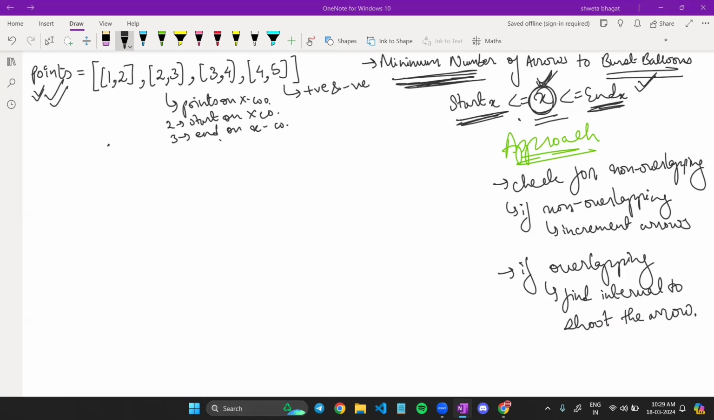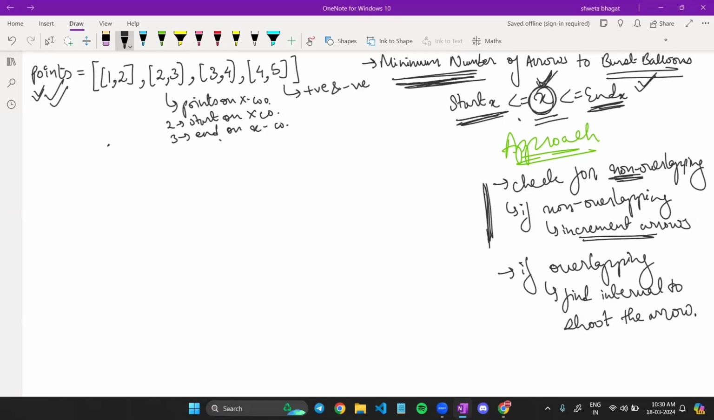Before that, let's quickly discuss our approach. What would be our approach? Our approach would be first to check whether the two intervals are overlapping or not. Now, if the two intervals are non-overlapping, then what does it mean? It means that we will have to shoot a separate arrow for the new interval, right? We'll have to shoot a separate arrow for the new balloon in order to burst it. So what will we do? We will simply increment arrows, okay?